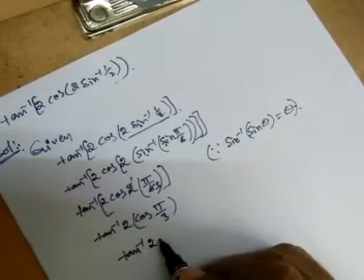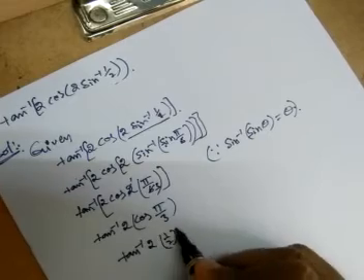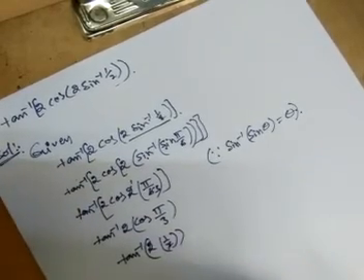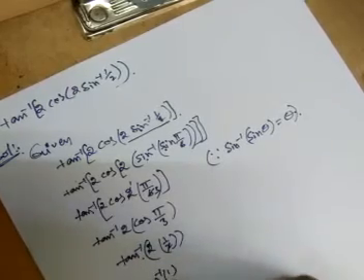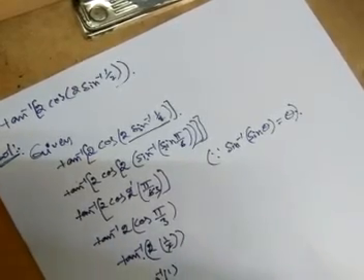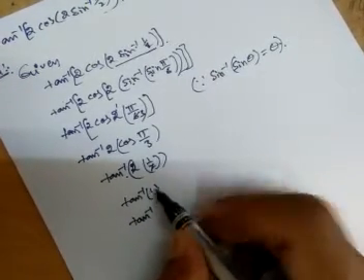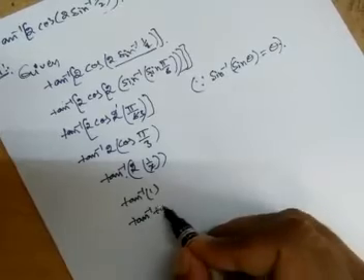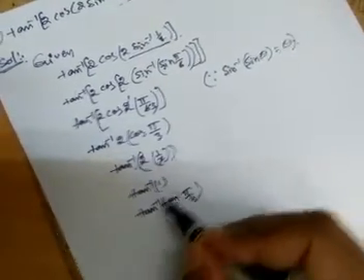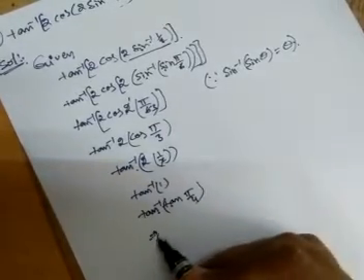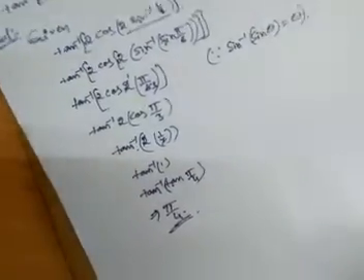Tan inverse of 2 into cos pi by 3, cos 60 is 1 by 2. So 2 gets cancelled. The final answer is tan inverse of 1. So tan inverse of 1, tan 45 is 1. So in place of 1 we can write tan 45, that is pi by 4. Again, tan inverse of tan theta gives us theta, that is pi by 4. So the final answer is pi by 4.